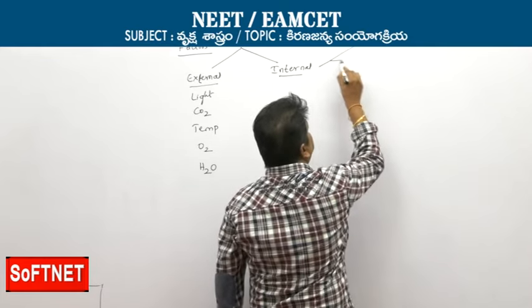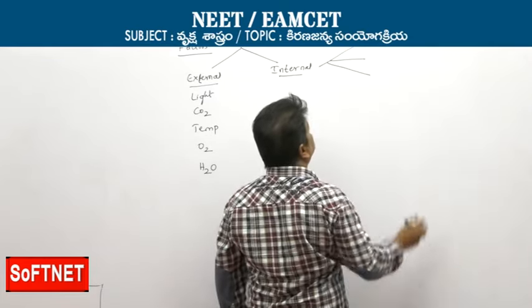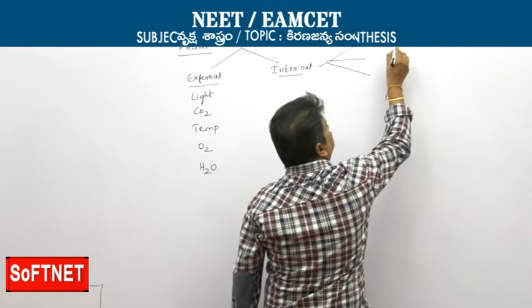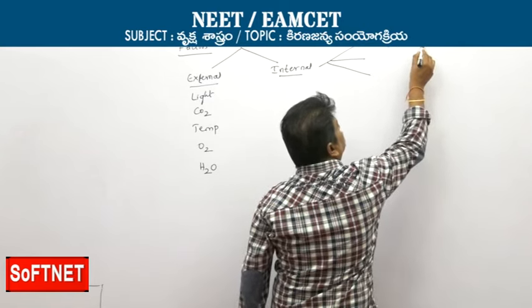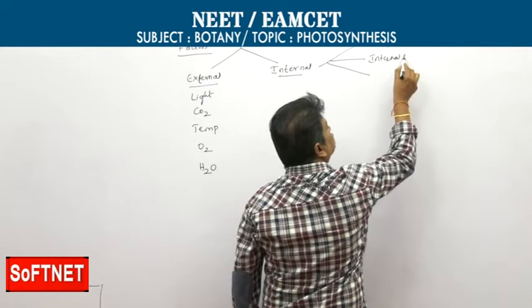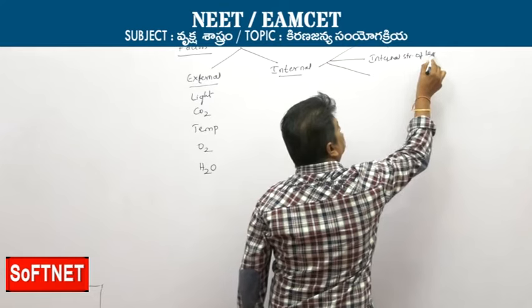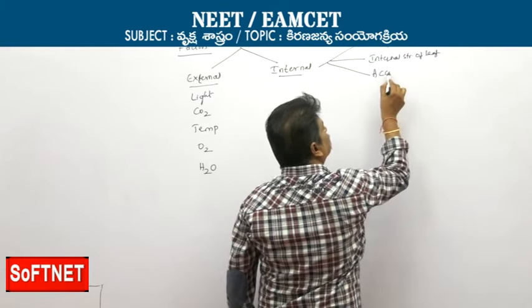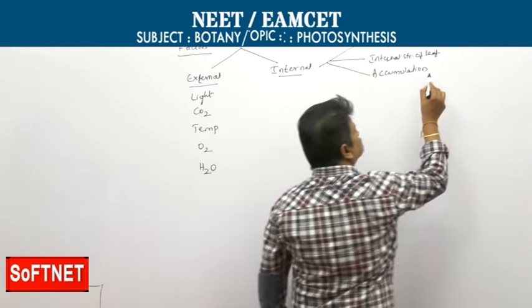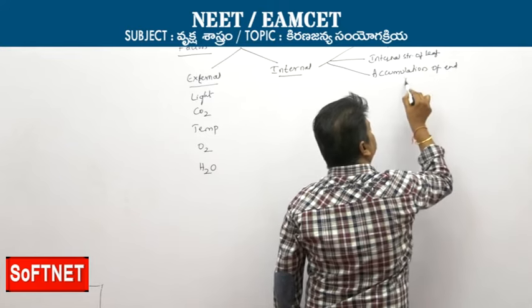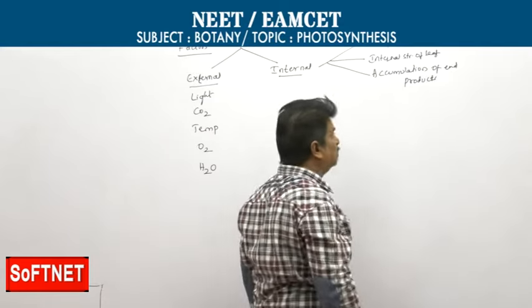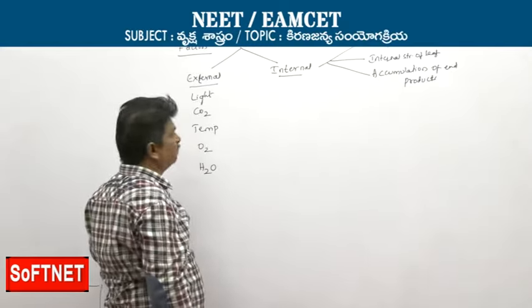Internal factors include chlorophyll content, then internal structure of leaf, then accumulation of end products.